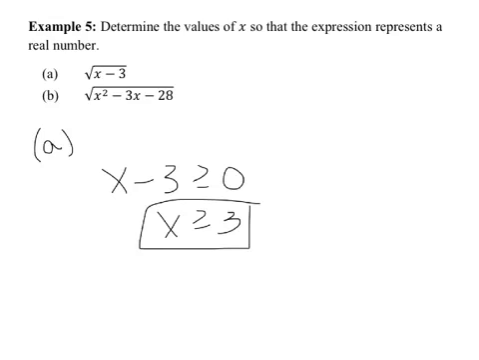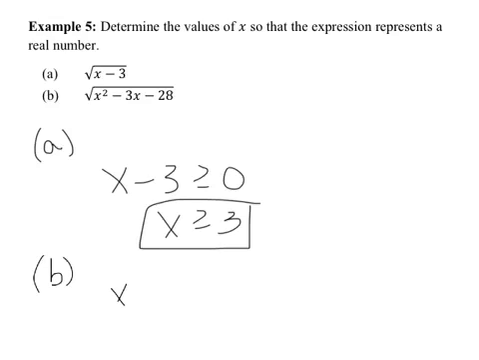And that's part A. And try it. Pick any number that's not greater than or equal to 3. Try 2. Well, if we plug a 2 in, 2 minus 3 gives us negative 1. Well, that's a non-real number. Well, we want a real number here. So part B is going to be the same thing, but a little more complicated.